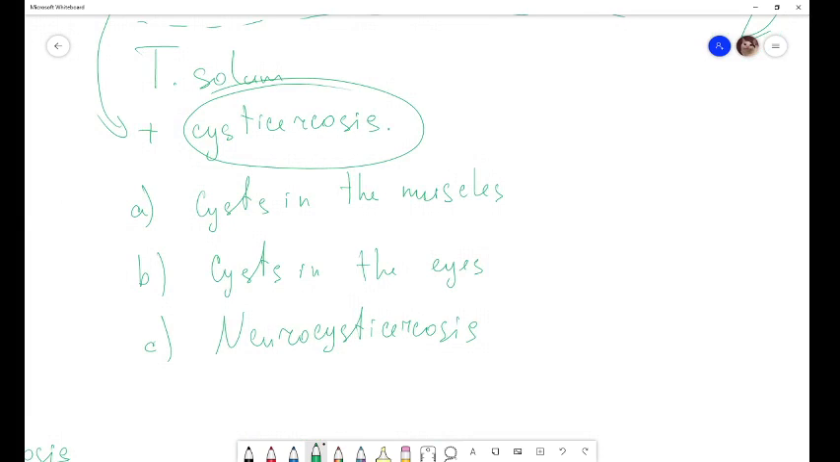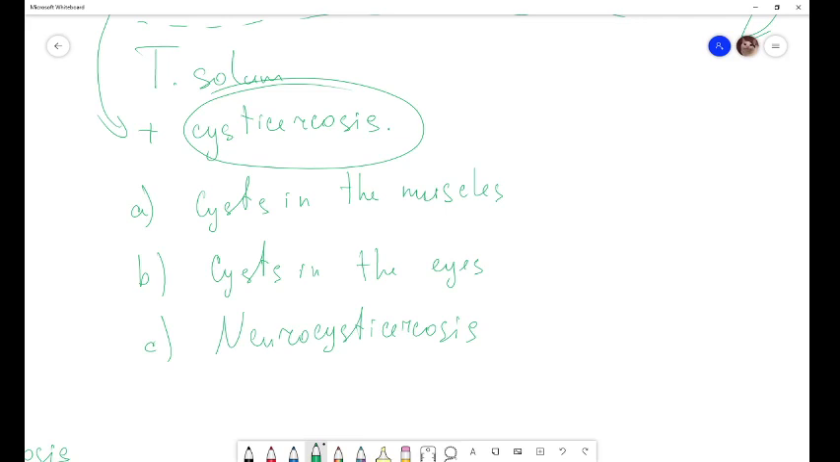Cysticerci can be present in our organism, in the muscles, in the eyes, and we can find them in our brain or spinal cord. When cysts are present in the muscles, they generally do not cause symptoms. However, you may be able to feel lumps under your skin. The lumps sometimes become tender.